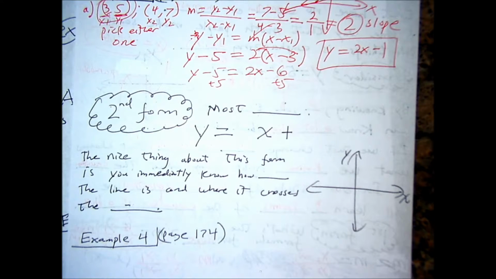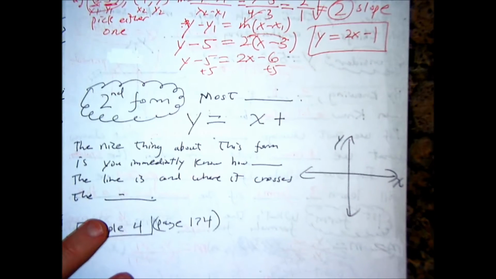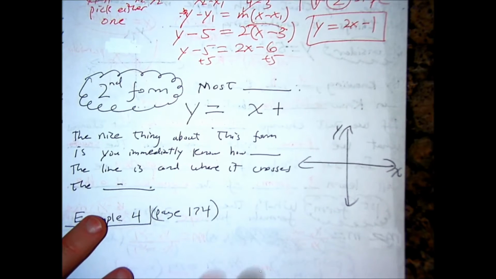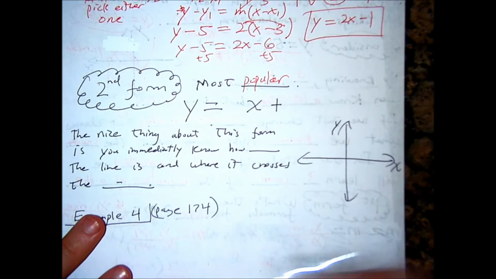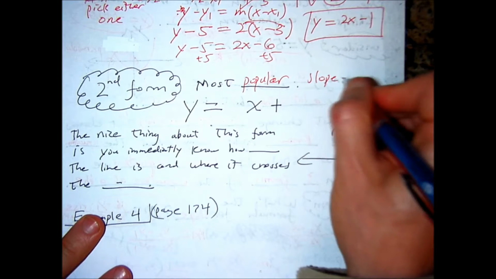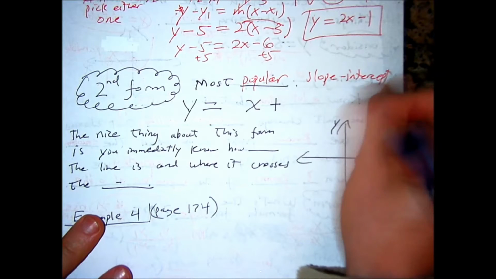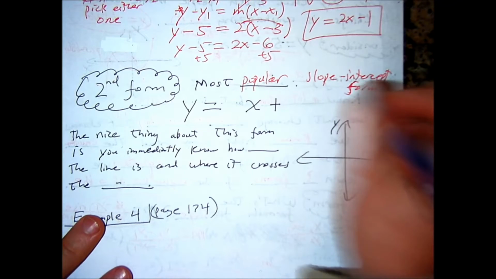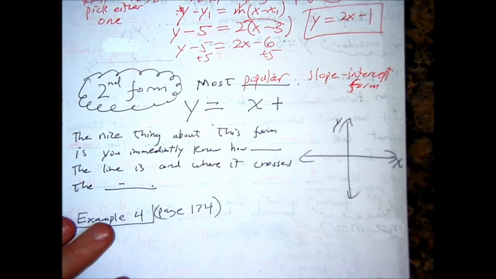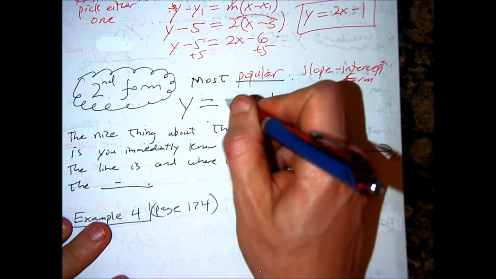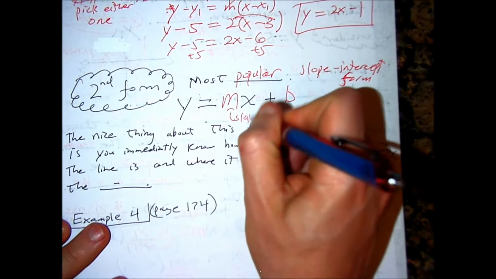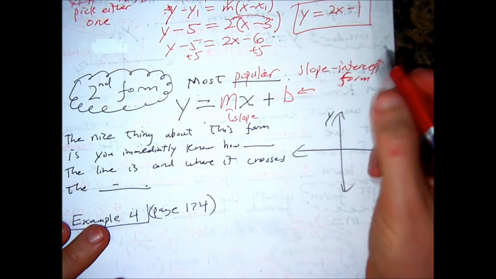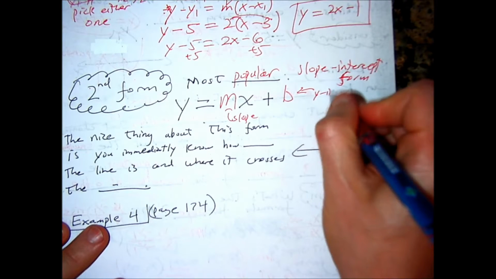That's our first form. That's again a nice form depending on what you're given. The most popular form that you guys probably already know is called the slope intercept form. And we don't have to put too much emphasis on names, but we have to call it something. So this goes y is equal to mx plus b. So this is my slope, and maybe you guys remember what this thing is. This is my y-intercept.